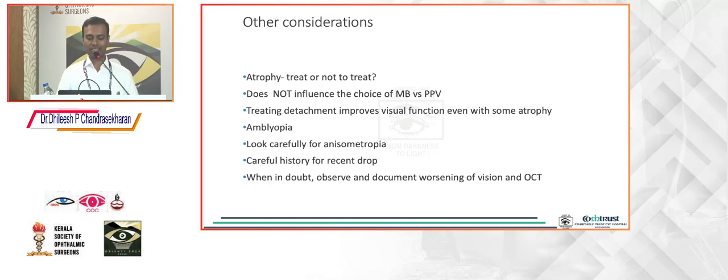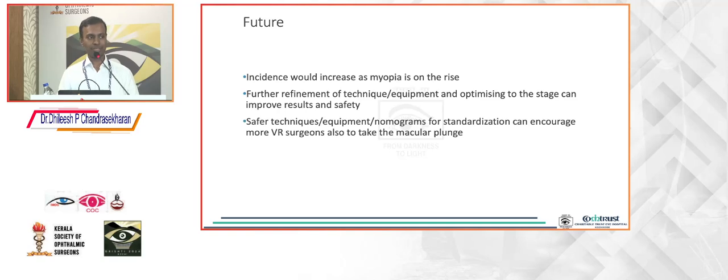And amblyopia is another thing which you have to carefully keep in mind, because anisometropia is very common. You have to ask carefully for a recent drop in vision, and when there is a doubt, you have to observe the patient for a few months and document a worsening of vision and OCT. So in the future, the incidence of this disease is going to rise as myopia is on the rise, and safer techniques and nomograms are coming up, which gives younger vitreoretinal surgeons also confidence to attempt difficult procedures like macular buckle. Thank you.